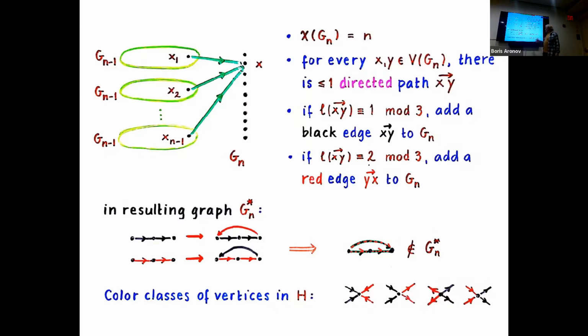So this means there is no incoming edge and outgoing edge that have the same colors. So every vertex has either black and red incoming edges, or only black incoming edges, or only red incoming edges. There are 4 possibilities. And it's very easy to see that if you color the vertices of this graph according to these 4 possibilities, then it is a good coloring. The chromatic number is 4.